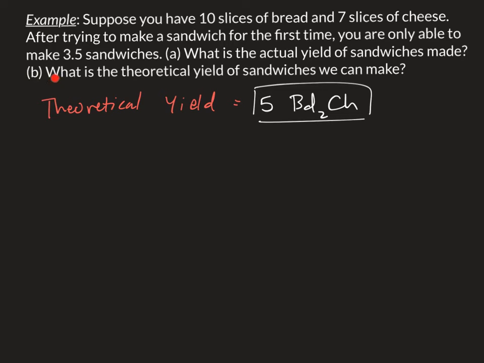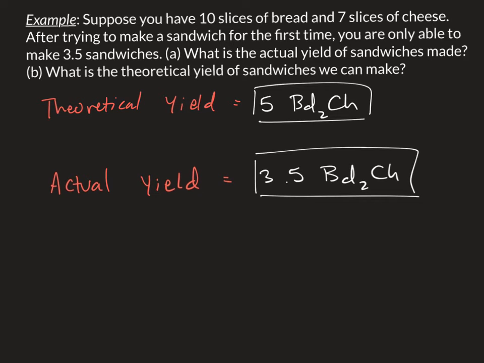So, we've answered question B. We kind of skipped over question A. What is the theoretical yield of sandwiches we can make? Okay, in theory, we can make 5 sandwiches. Now, part A asks, what is the actual yield of sandwiches made? Guys, that's 3.5 sandwiches, okay? So, in reality, our actual yield, that gave us 3.5 sandwiches.